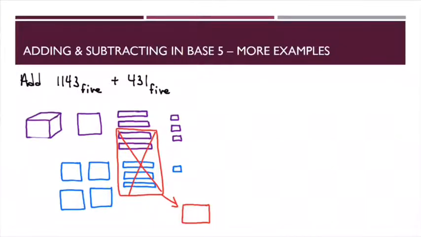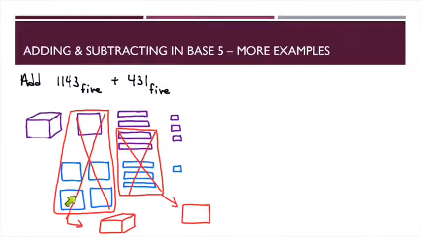And now we have 1, 2, 3, 4, 5 flats. So those 5 flats together make a block. All right, now let's see what we have. We have 2 blocks, 1 flat, 2 longs, and 4 units. So 1143 base 5 plus 431 base 5 equals 2124 base 5. And if I had to model the concrete model on a quiz, this is what I would draw.